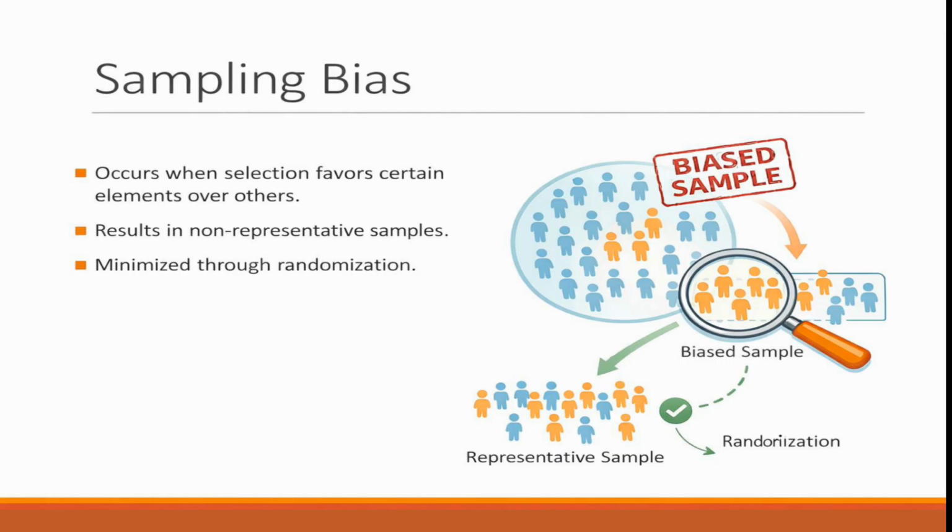Sampling bias is more serious. Sampling bias happens when some members have a higher chance of selection than others. Example, conducting an online survey about education. Older people may be excluded. The result? The sample does not represent the population. How do we reduce bias? Use random sampling. Give everyone equal chance. Bias affects validity, so it must be avoided.